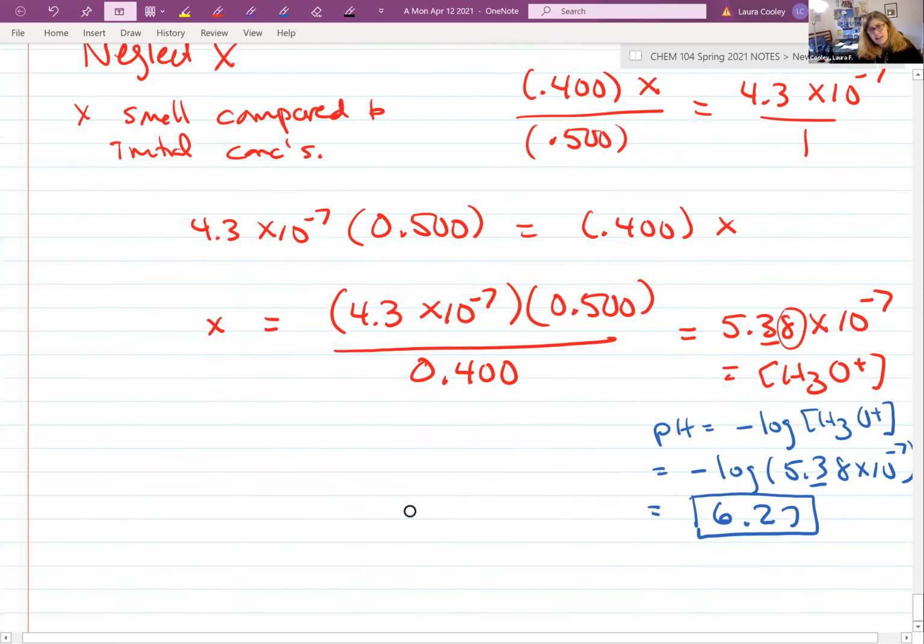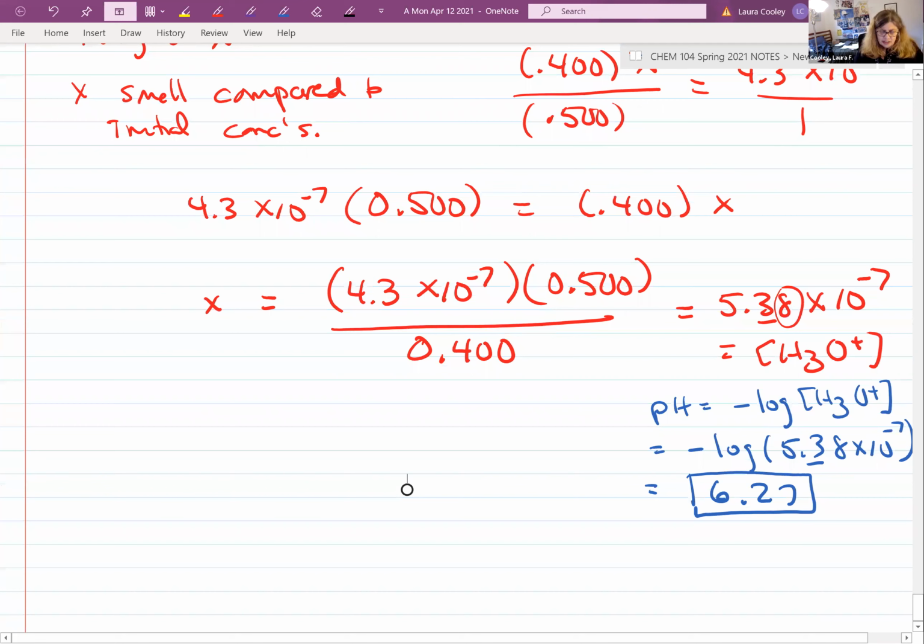But there's an even easier way to solve this, and I'm going to show you what that is. So we have this very nice equation here where I solved for x. But what I'm going to do is write in what each of the numbers here represents. So x represents the concentration of H3O plus. This 0.4 is the initial concentration.